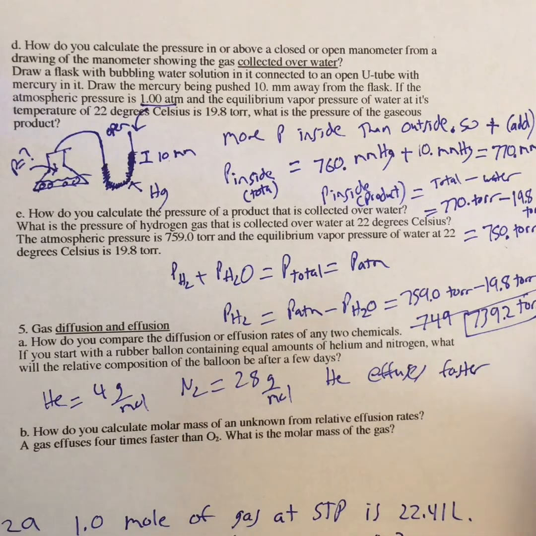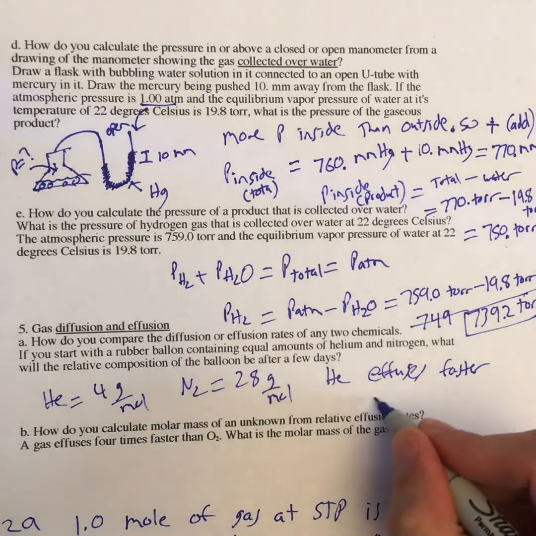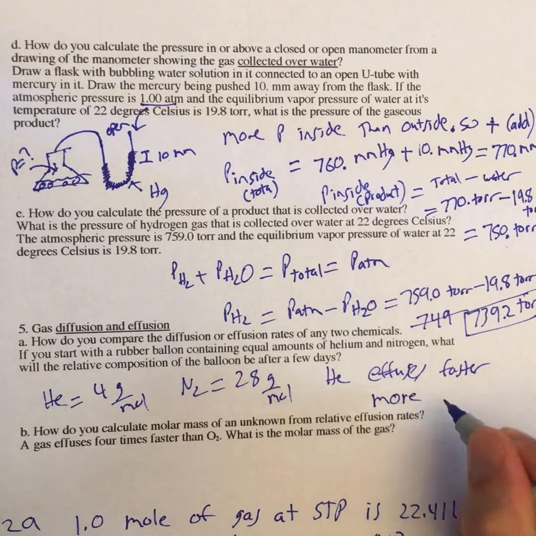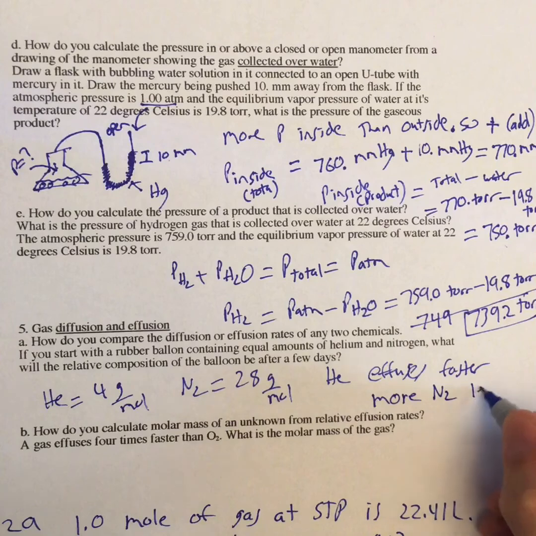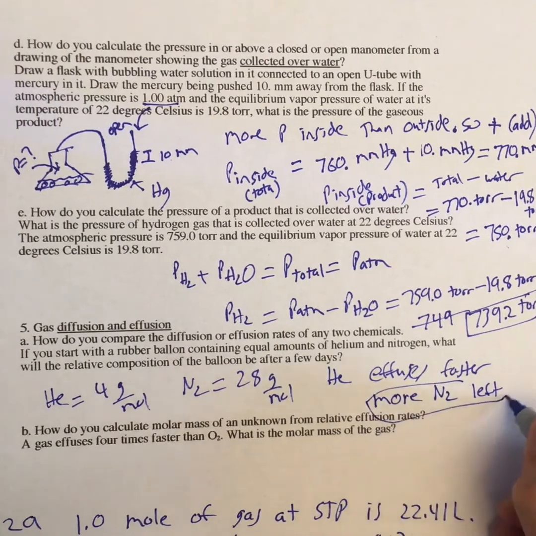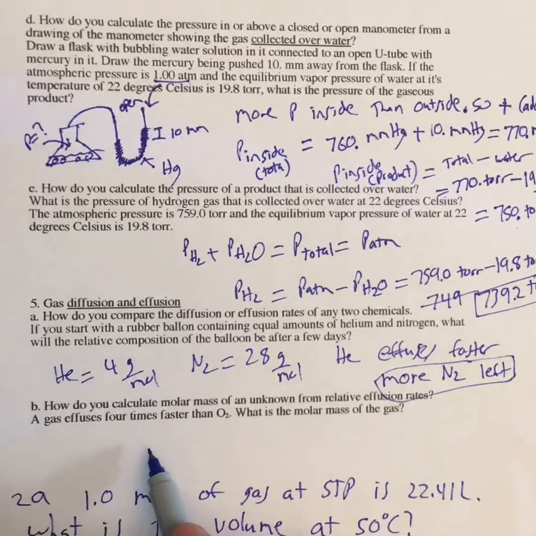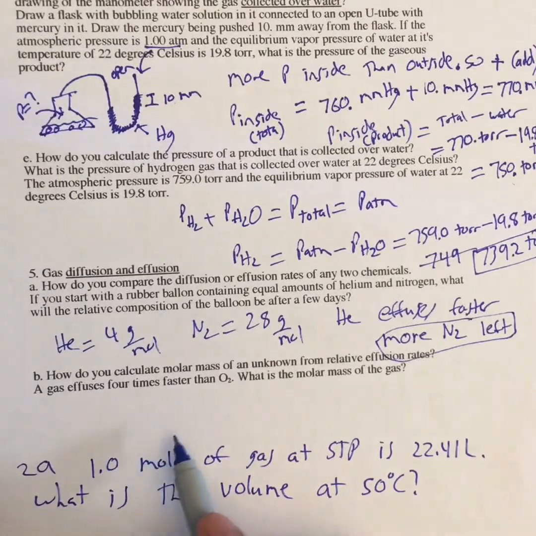So if we start with equal amounts of helium and nitrogen, then over time helium leaks out, escaping through the hole because of its motion and contacting the hole faster. So eventually there's going to be more nitrogen left. And then this is not on your equation sheet. Sometimes this equation for calculating molar mass and effusion rate shows up on the AP test.